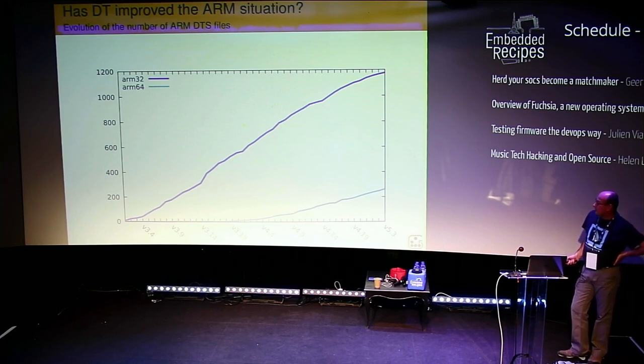So this is about the point where Linus started complaining. You see that devices were already used on ARM32 before, and not much has changed here. Well, it changed, but the slope of the graph is the same. And then the other graph shows ARM64, which was started a bit later.